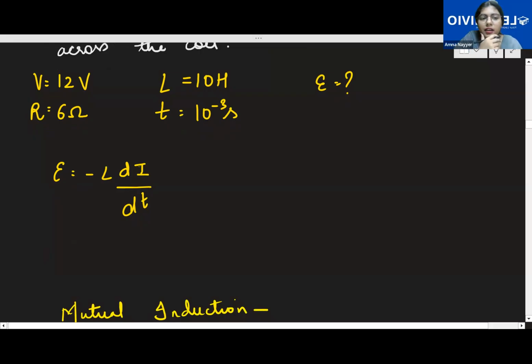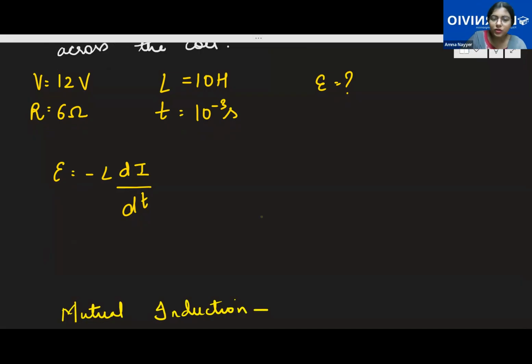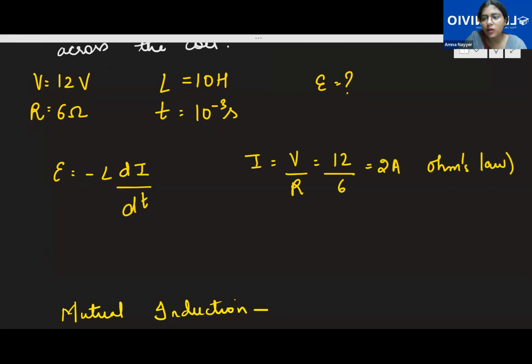Yes, R, very good. Using Ohm's law, correct. If you use Ohm's law, you get current. That is V by R, which is equal to 12 by 6. That is 2 ampere. Why have I written this? Because of Ohm's law. Correct.